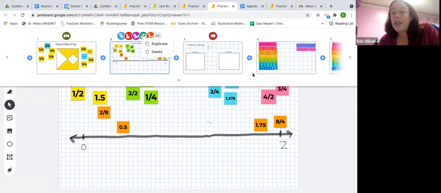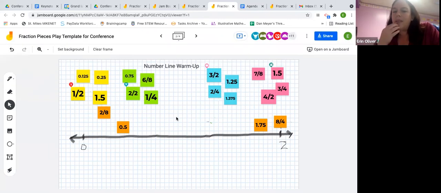So in this Jamboard, I have these slides that have a ton of fraction pieces on them. I did not input the images onto each slide. I just made one slide and then I duplicated it as many times as I needed. So that duplicating is helpful if you are going to change the slide, but you want to come back to the original slide later.